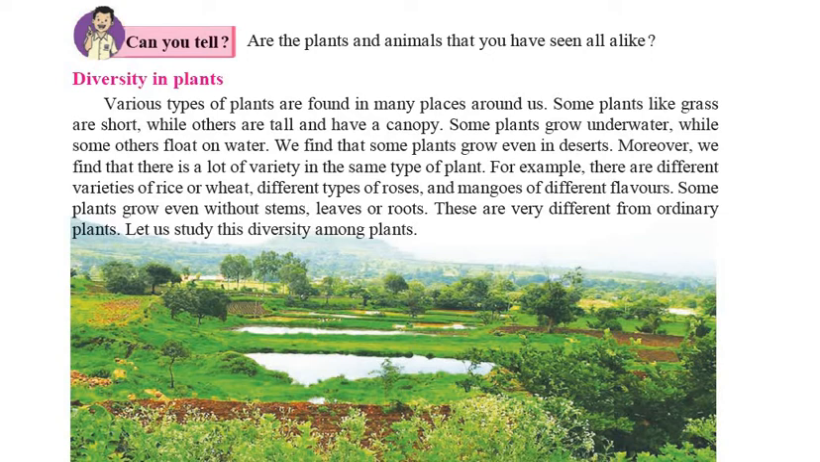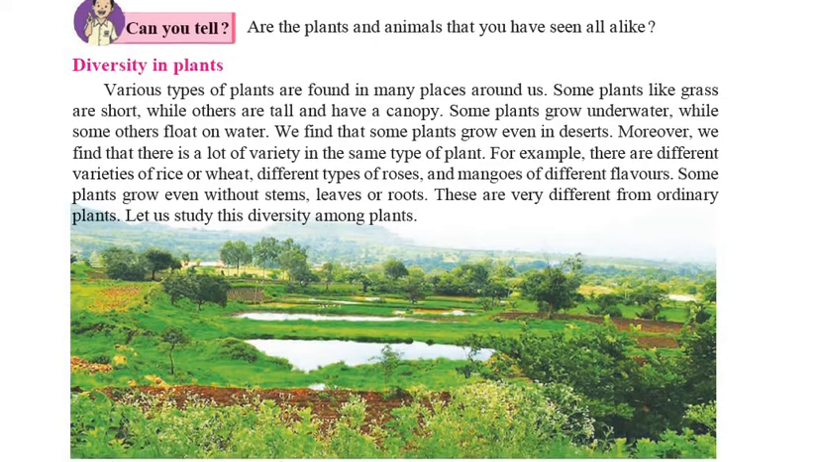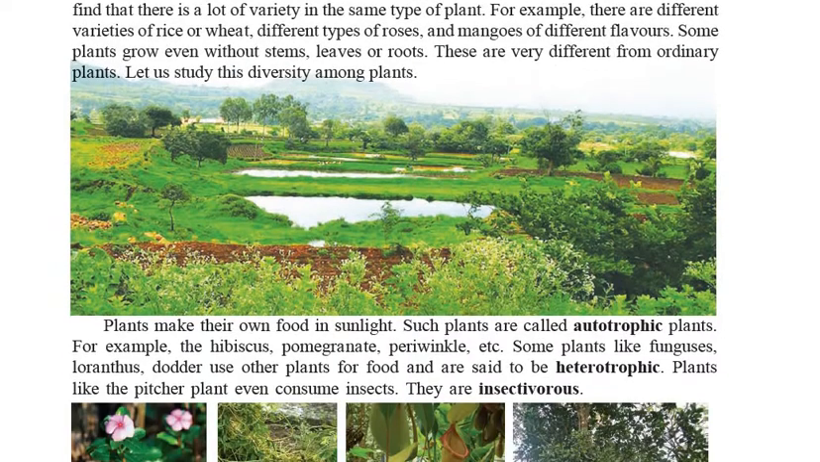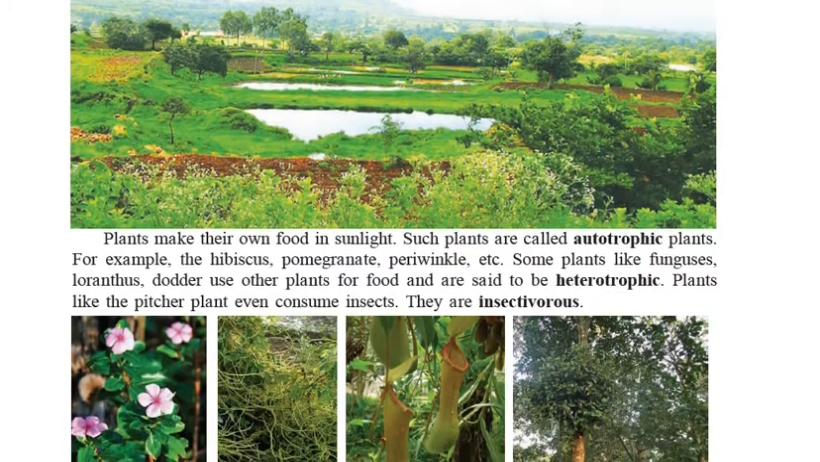Moreover, we find that there is a lot of variety in the same type of plant. For example, there are different varieties of rice and wheat, different types of roses, and the mangoes are of different flavors. Some plants grow even without stems, leaves, or roots. These are very different from ordinary plants. Let us study this diversity among plants.